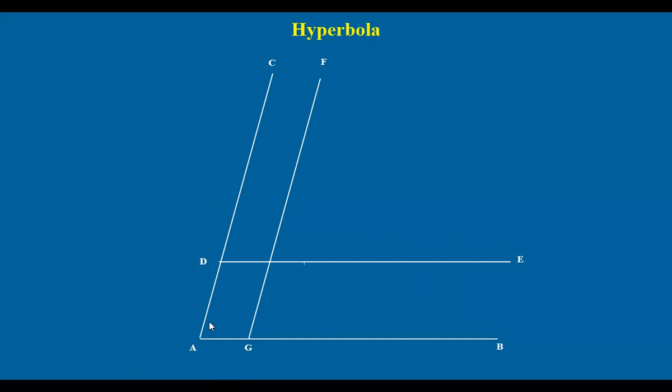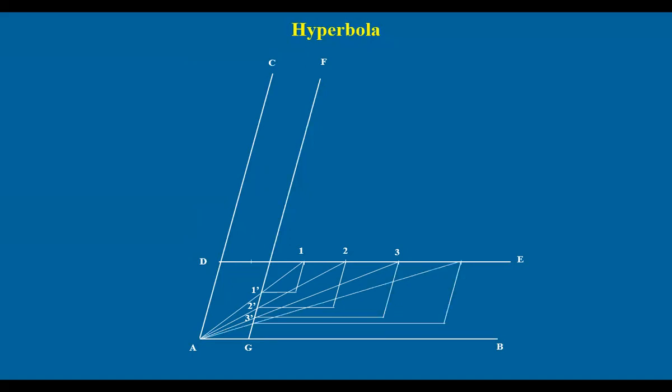Follow the same procedure, no difference at all. Take a number of points on the DE line at some convenient distances, need not be equidistant. So take point 1. Join A1, you get 1 dash, draw a horizontal line at 1 dash and a vertical at 1. 2 here, you get 2 dash. Horizontal at 2 dash, vertical at 2. 3 here, A3 is joined, you get 3 dash, draw a horizontal, a vertical. Similarly, 4, horizontal and vertical.